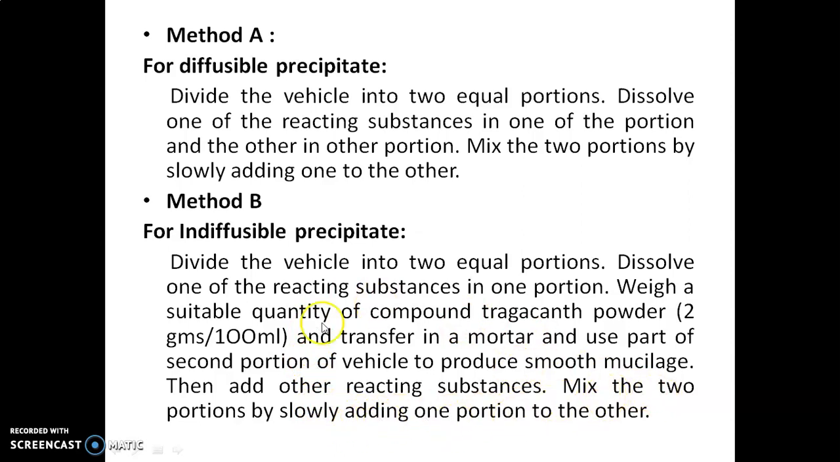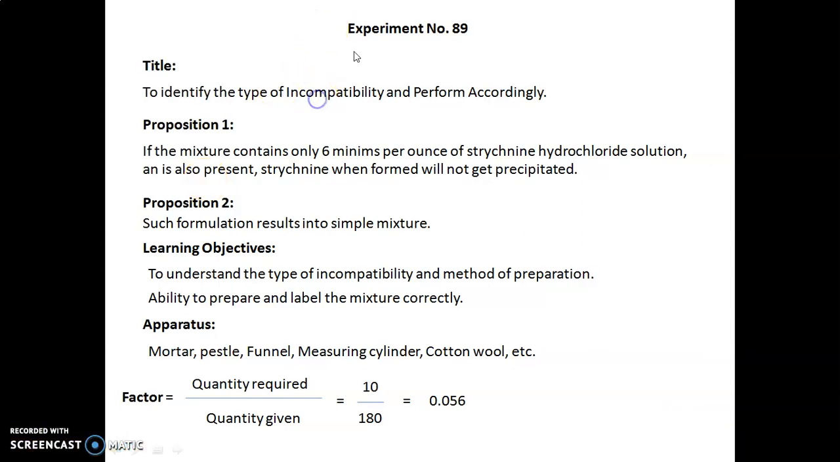So now let's move towards the actual experiment. Let's discuss experiment number 89. The title of this experiment is to identify the type of incompatibility and perform accordingly. Proposition 1: if the mixture contains only 6 minims per ounce of strychnine hydrochloride solution and ammonia is also present, the strychnine when formed will not get precipitated. Proposition 2: such a formulation results in a simple mixture.